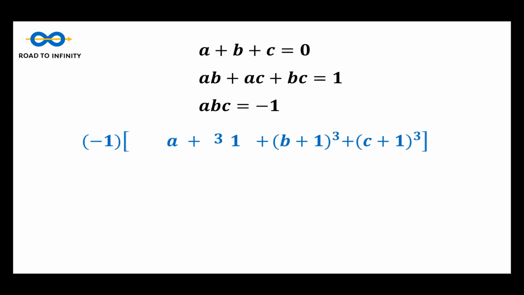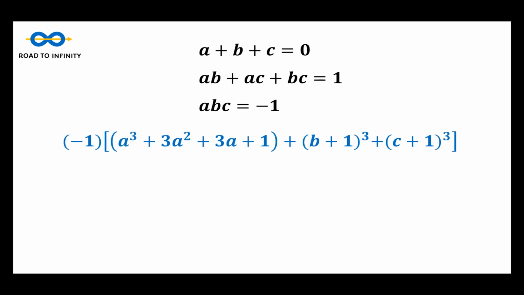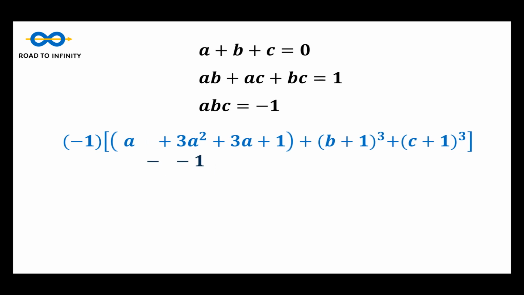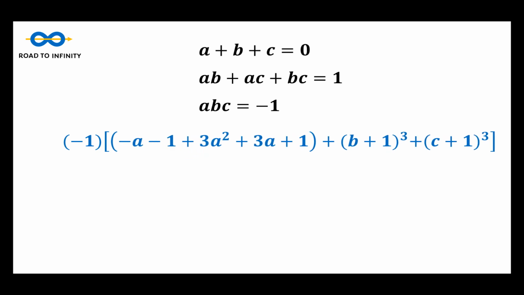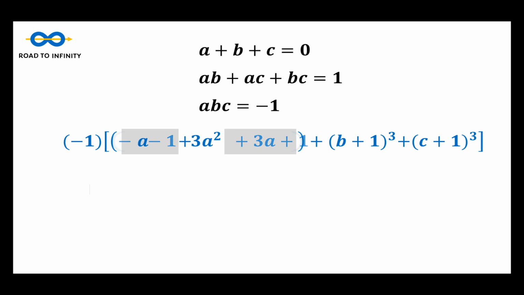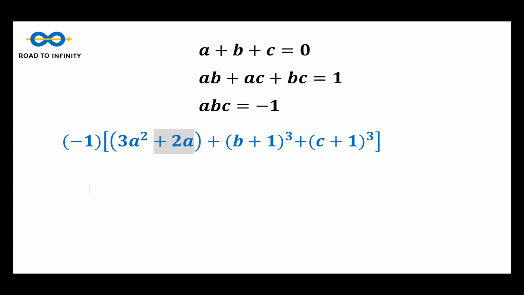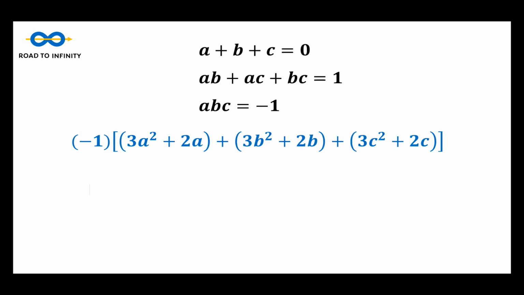Applying the third degree identity, we get that a plus 1 cubed is equal to a cubed plus 3a squared plus 3a plus 1. Again, a cubed equals minus a minus 1, so we have minus a minus 1 plus 3a squared plus 3a plus 1. Minus 1 plus 1 equals 0, 3a minus a equals 2a, reducing them we get 3a squared plus 2a. Do the same for the second and third terms.